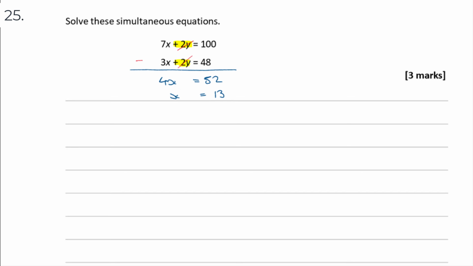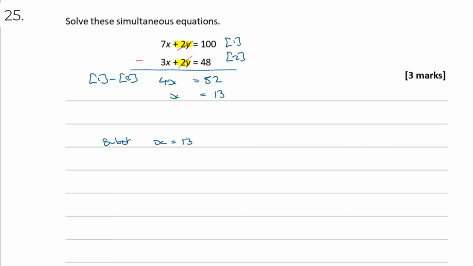Okay, so that wasn't too bad. Not quite done yet though, because we need to find the value of y as well. We need to find both x and y. Now we eliminated y earlier, by doing equation 1 subtract equation 2. So now I'm going to substitute the value that we found, x equals 13, into one of my equations. Now it doesn't really matter which one you sub it into. Whichever one has the easiest numbers is normally what I go for. So times by 3 is marginally easier than times by 7.